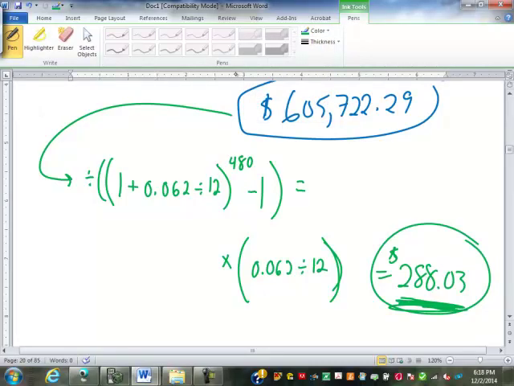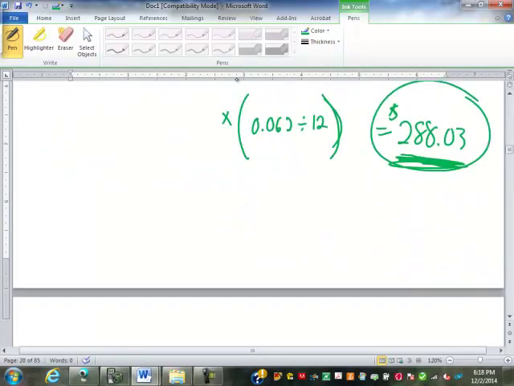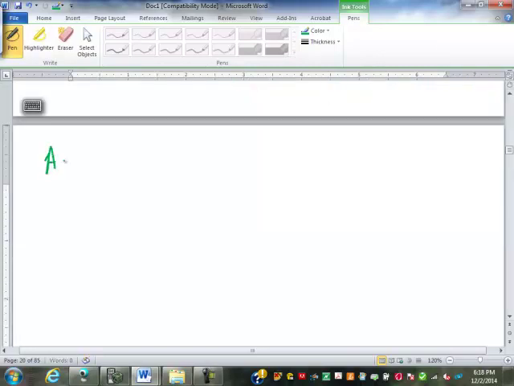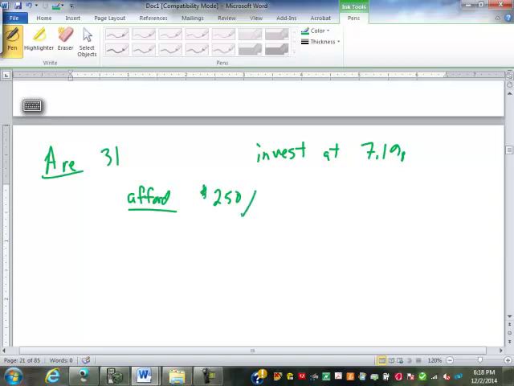Let's look at the other side of this. Let's say you've started your job. You are 31. You can invest at 7.1%. And you figure you can afford right now and probably forever and ever $250 per month. So that's what you're going to invest. It's $250 a month from 31 until you retire at 64. You want to retire. So we are going for 33 years.